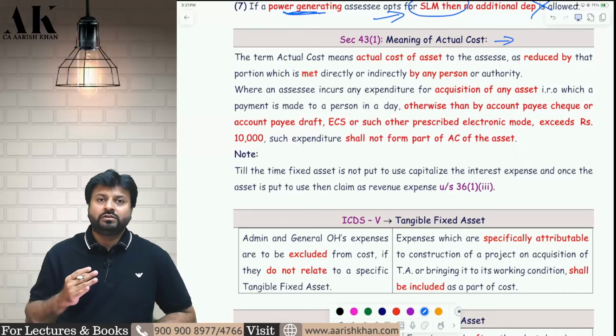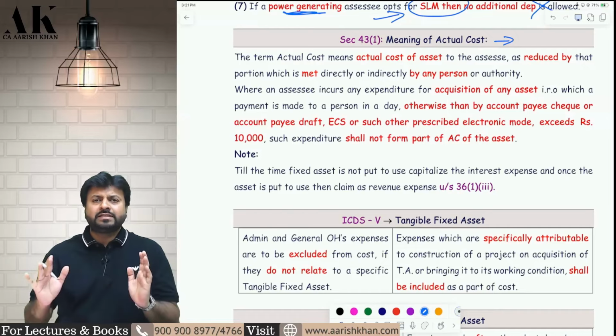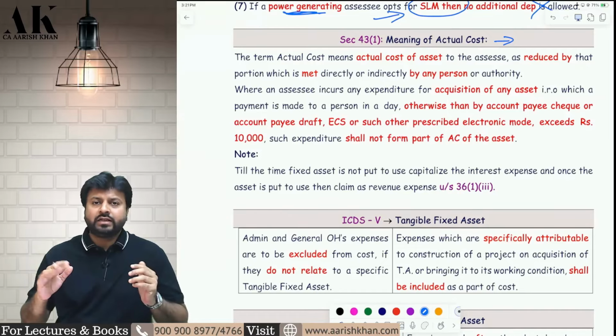If you are taking a loan for an asset, until the time you have not put the asset to use, that is also actual cost. So all those expenses which are necessary to put the asset into working condition are actual costs.